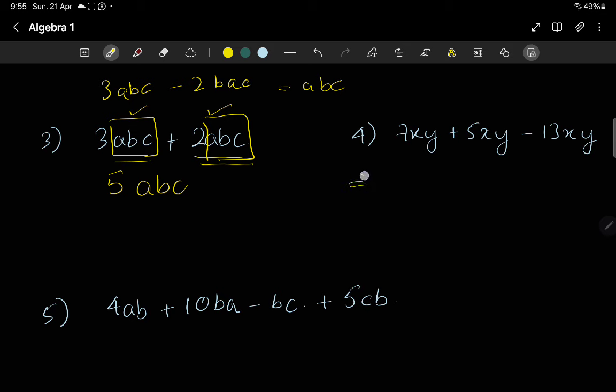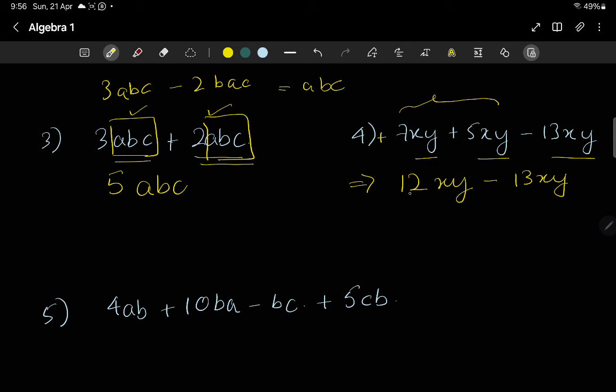Let's come to question number 4. In question number 4, we can see we have 7xy plus 5xy and minus 13xy. What I suggest to my students is that we should solve our question in steps. We have two positive terms. We have a plus sign, but we don't see it, we assume here is a plus sign. So 7 plus 5 is 12xy, minus 13xy. We will write a plus sign because plus plus is plus.